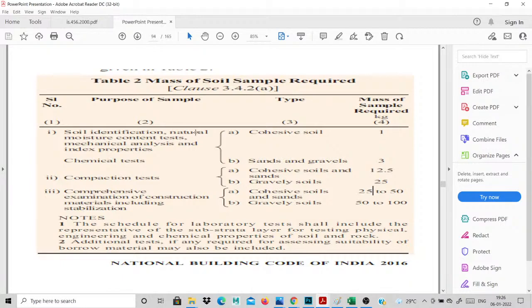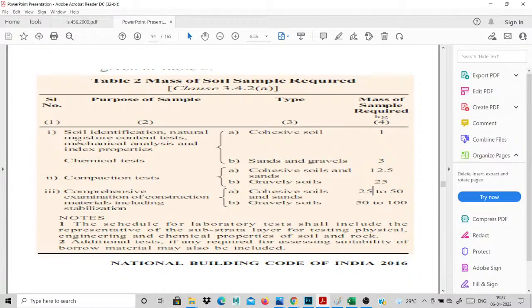You go for identification, natural moisture content test, or mechanical analysis. Index properties for cohesive soil means you take 1 kg. Then for the chemical test on sand and gravel, you take 3 kgs. The compaction test means your soil is a cohesive soil and gravel soil. It takes 25 kgs. Cohesionless soils and sands are 25 to 50 kgs. Gravel soils are 50 to 100 kgs.